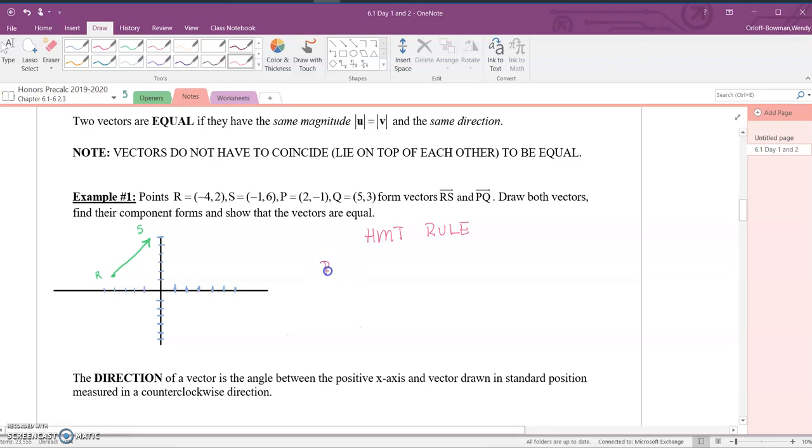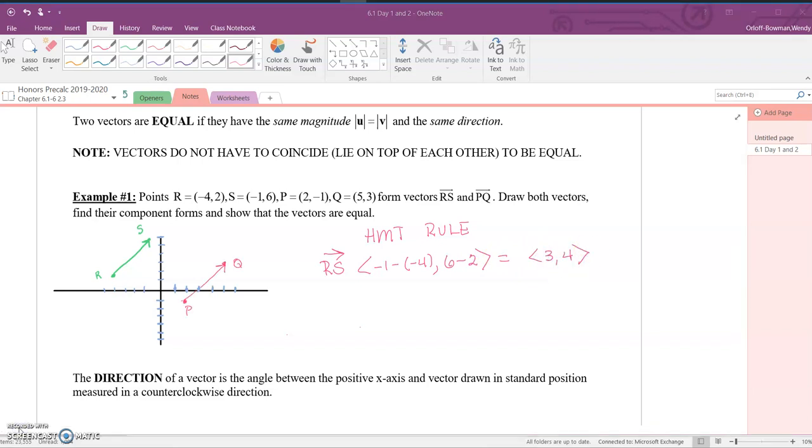So to create the vector RS, I'm going to take -1 and subtract off -4 to create the horizontal component. And then I will take 6 minus 2 to create the vertical component. And we end up with the component vector 3, 4. Now you can see that I've drawn vector PQ. And I'm going to go ahead and find the component form for PQ.